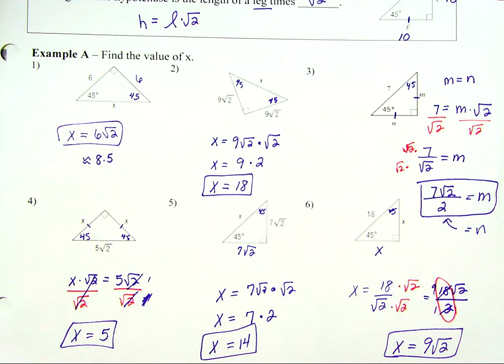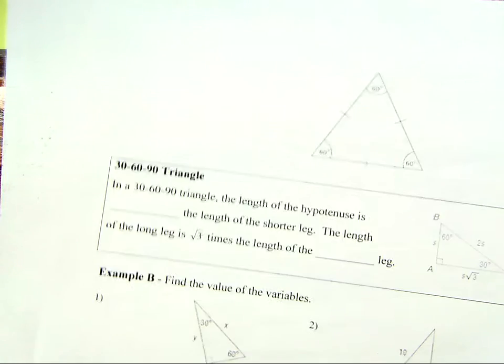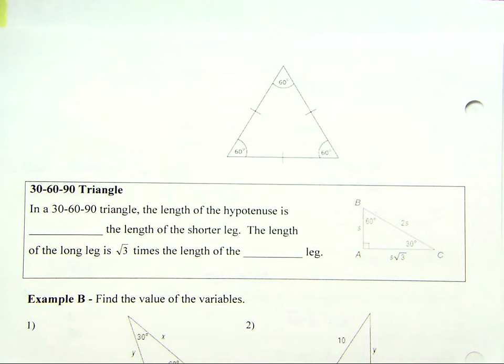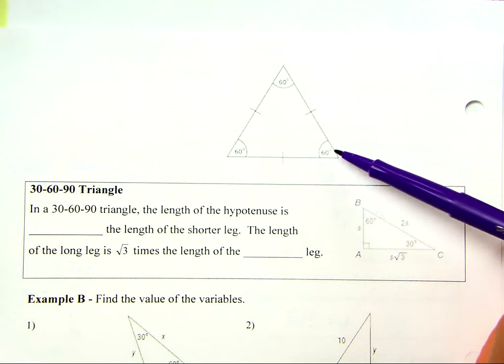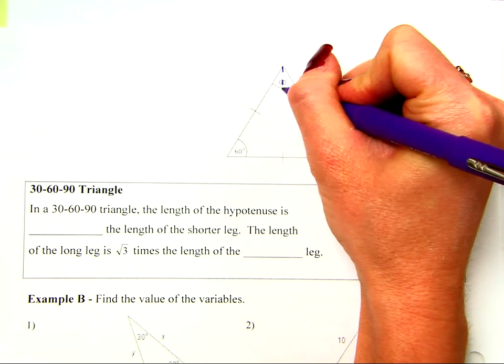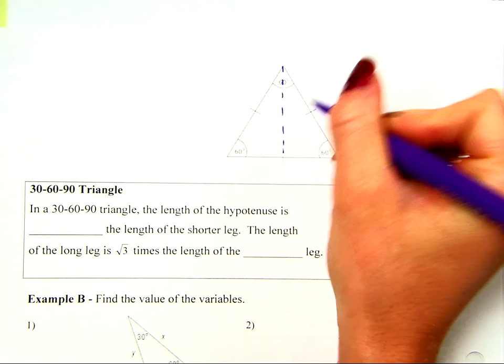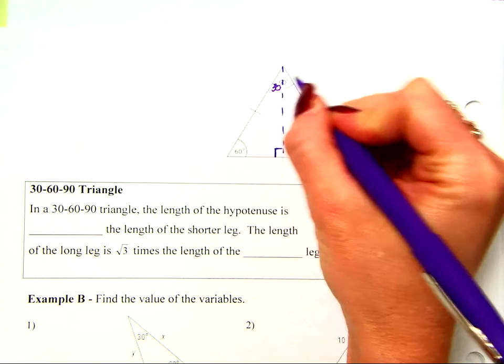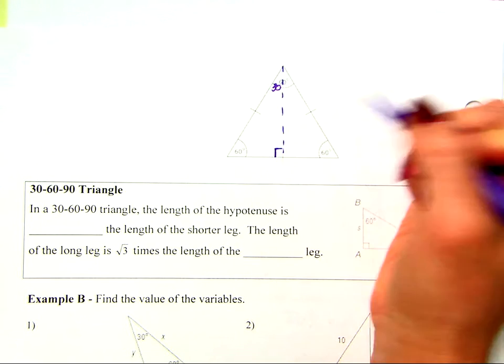So that's our 45, 45, 90 triangle. If you flip your paper over, we also have one more triangle to talk about. If you look at the top, you can see this is actually an equiangular and equilateral triangle. So all of my angles are 60 degrees. But I actually want to take a look at what happens if we split that right down the middle. Okay? If I split that, I actually end up with a 30, 60, 90 degree triangle.